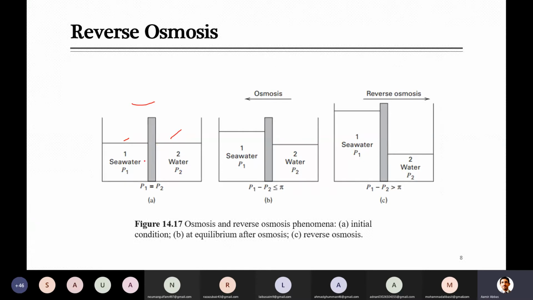So initially when you just add them, they are at atmospheric pressure, and you put here one membrane. So naturally, water will start moving from here toward the seawater side. The reason is this is water with less salt content, even pure water, and on the other side there is seawater, and that contains a huge amount of salts, which is like 3.58% for example.